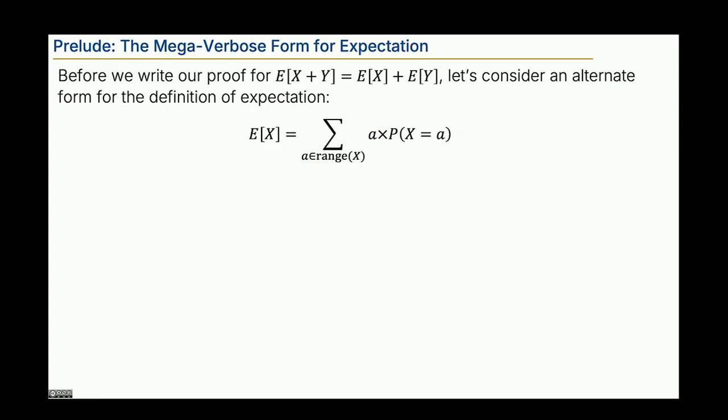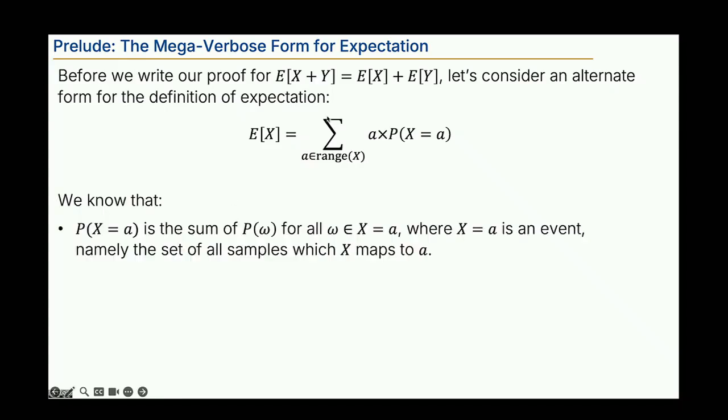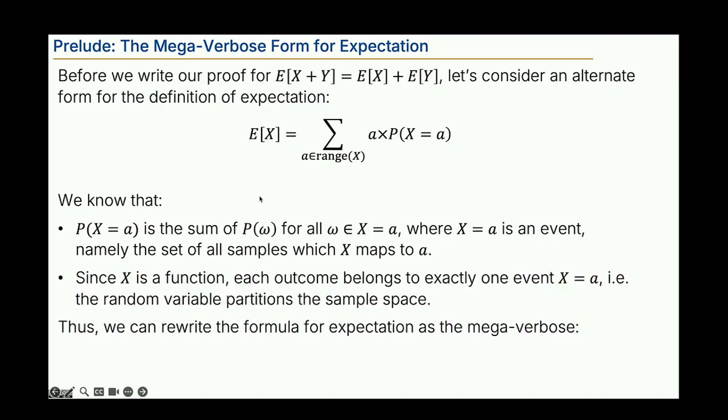What am I going to do? Here's our usual expectation formula. I'm going to give you the following. This new formula, which I will show on the bottom first, I call the mega verbose formula for expectation. What is this? Let me tell you why this is the same as what's up at the top. And why am I showing you this? This is going to make proving linearity of expectation easier. And secretly, we've been kind of using it.